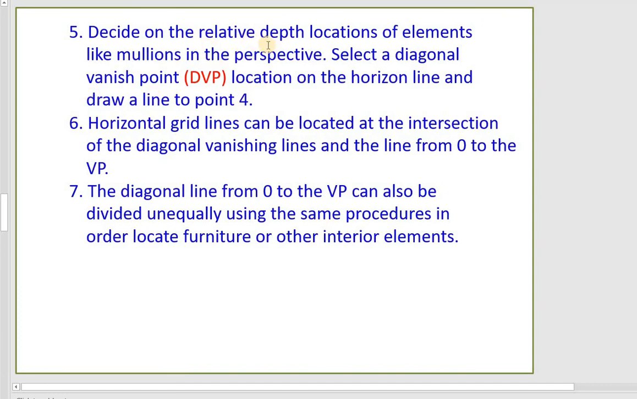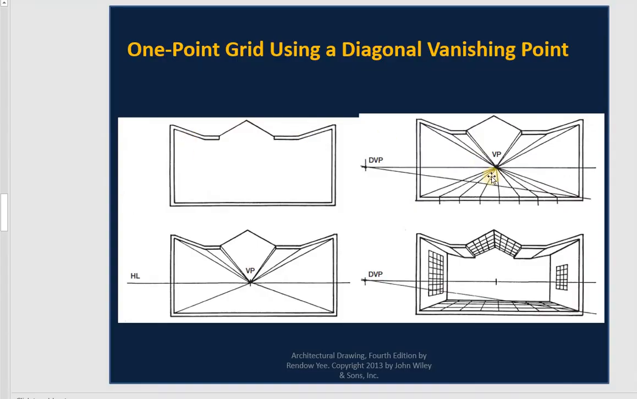Decide on the relative depth location of elements like mullions in the perspective. Select the diagonal vanishing point, DVP. Locate it on the horizon line and draw a line to point 4. Let's continue with that. This is the instruction for the diagonal line from 0 to the viewpoint.